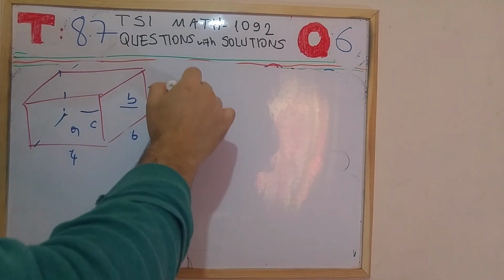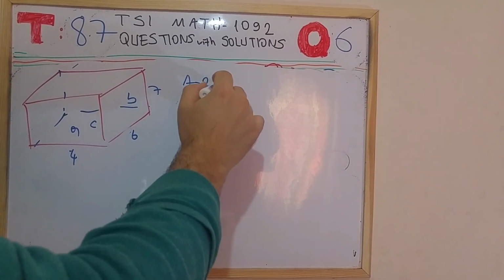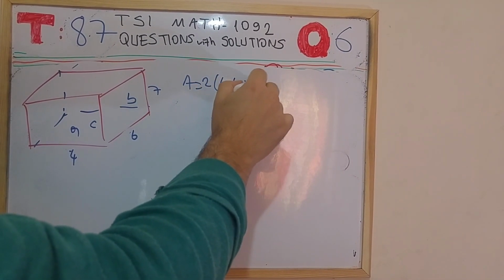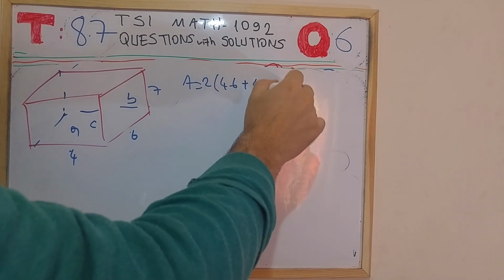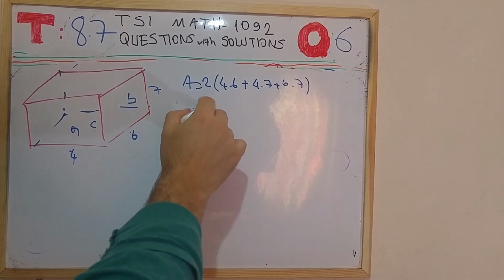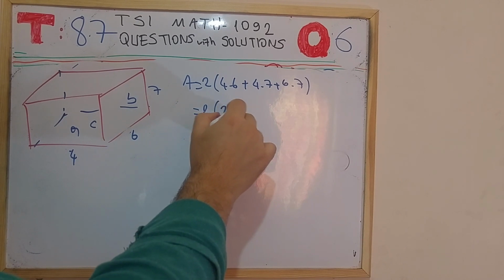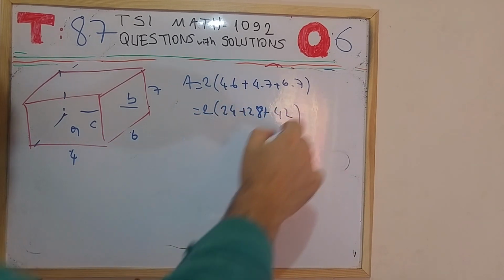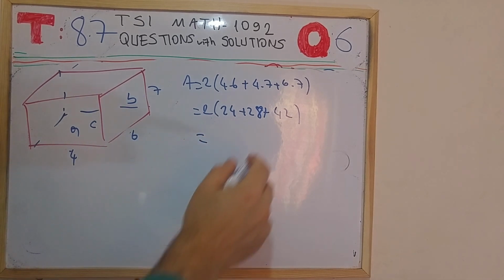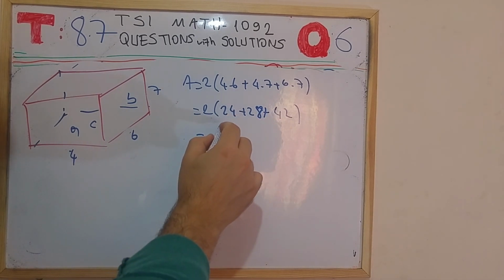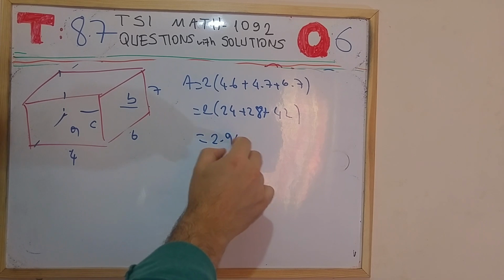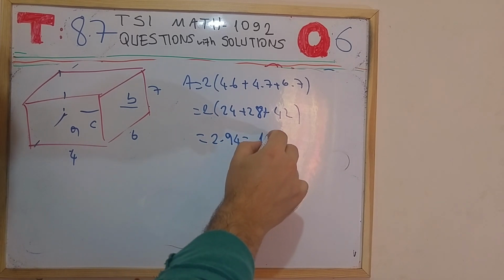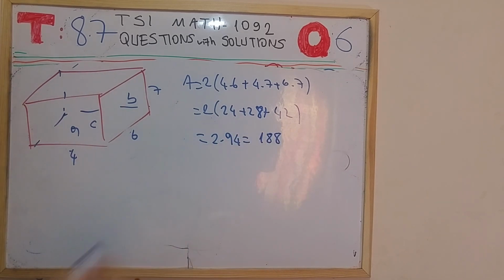The area would be equal to this time 2 times 4 times 6 plus 4 times 7 plus 6 times 7. That is equal to 2 times 24 plus 28 plus 42. And this is equal to 94. 2 times 94 is equal to 188.